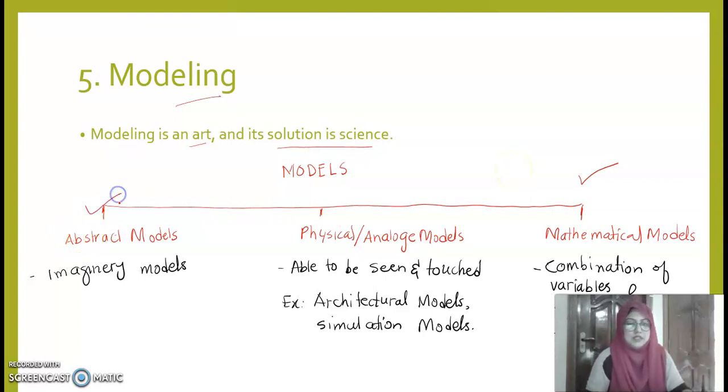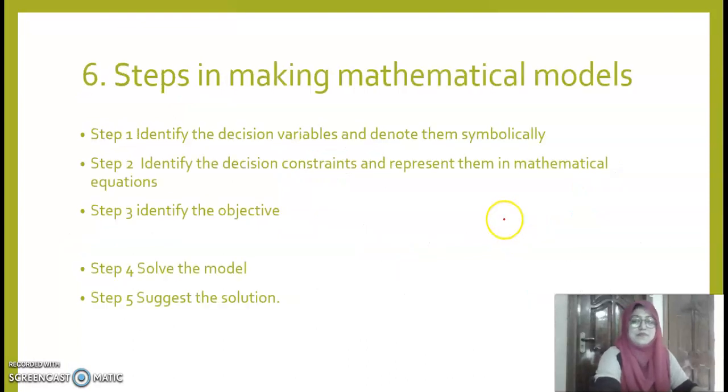So we have abstract models that you think in your mind and they are not visual, they are just thought in the mind, and that's it. These are the imaginary models. Physical models are the ones that you can see and touch or interact with, for example, architectural models or simulation models. And we have mathematical models that are a combination of maths, variables and equations. So you can derive your problem's solution with these kinds of models. We will be working with the mathematical models in our operations research.